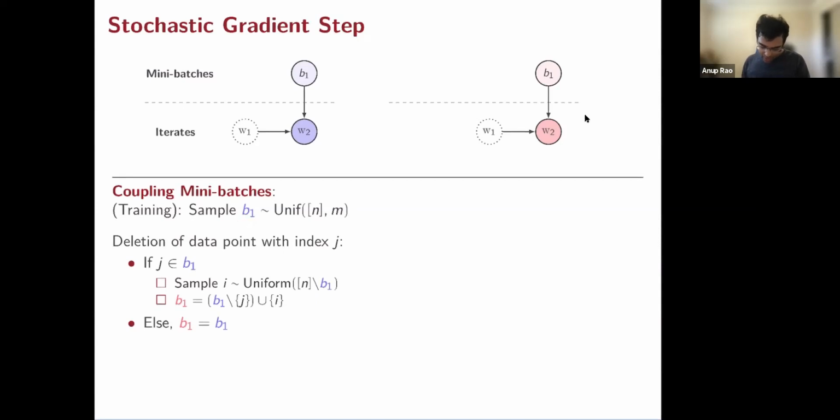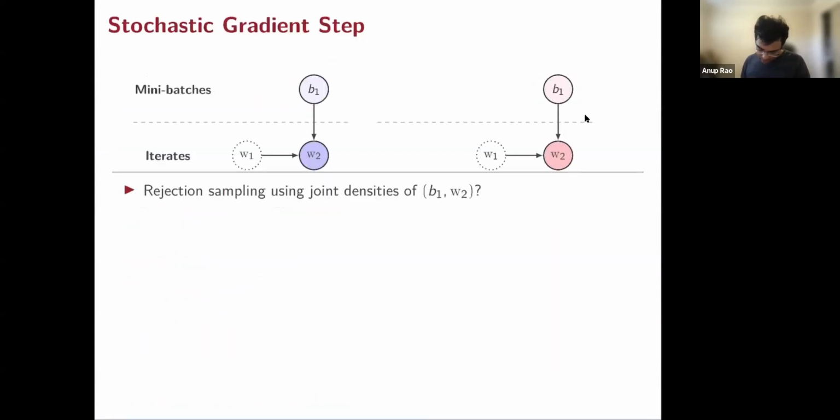And it's very easy to construct a maximal coupling of mini batch indices because all these B_1 to B_T are uniform distributions. They are all independent from each other. So we can just go over each of them. And if the deleted point, say J, is part of some mini batch, we just replace it with a uniform index from the remaining data set. So that constructs the maximal coupling if we just look at the mini batch indices B_1 to B_T.